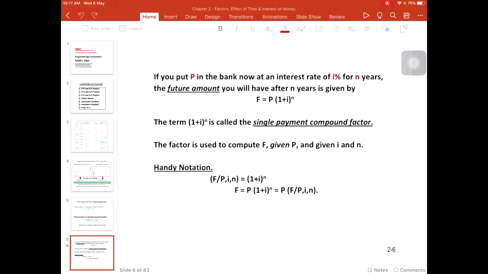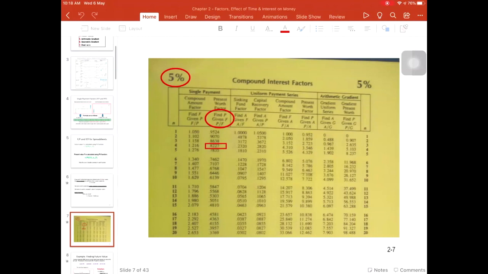So please remember that. Don't make a mistake. Don't use a wrong formula. If you have to find F, you have to use F over P. Don't use P over F, because when you see the table, you will get a different number. All right.